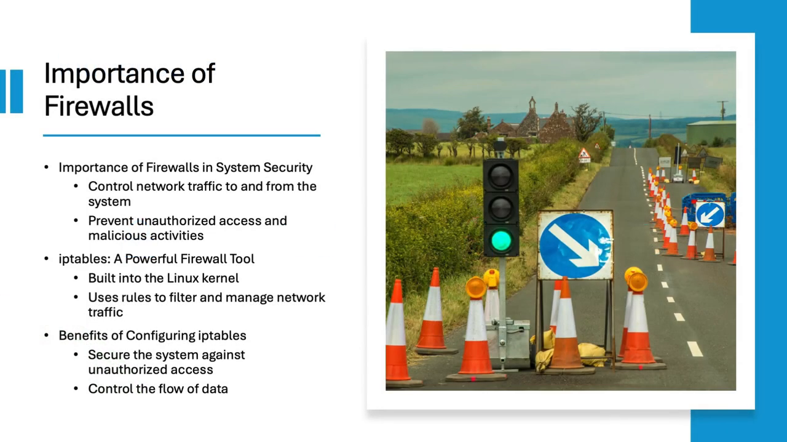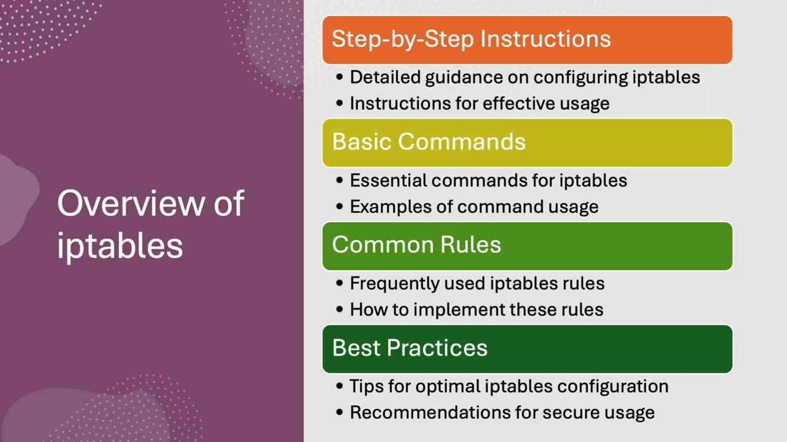Firewalls are crucial for system security, controlling network traffic. iptables, a powerful Linux firewall tool, uses rules to manage traffic. Configuring iptables secures your system, prevents unauthorized access, and controls data flow. This guide offers detailed instructions for configuring and using iptables. It covers basic commands, common rules, and best practices to ensure effective and secure usage.